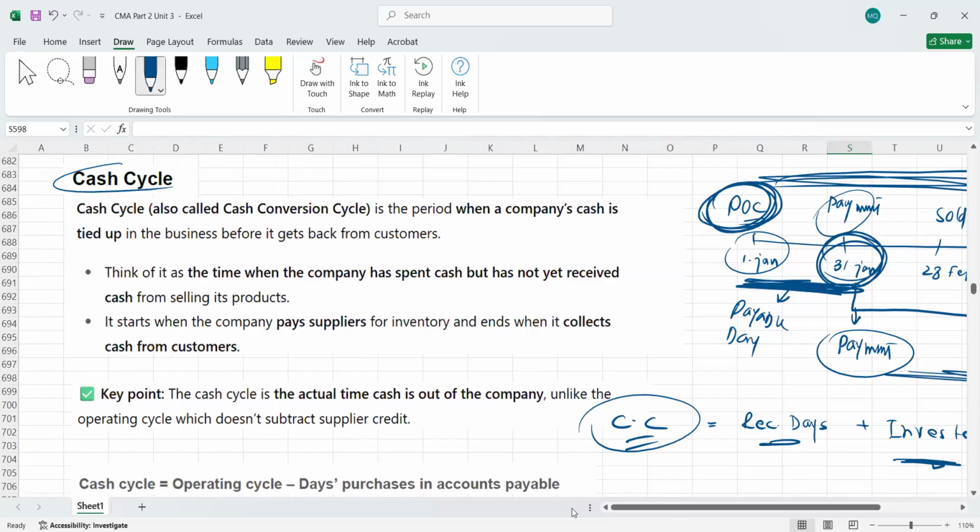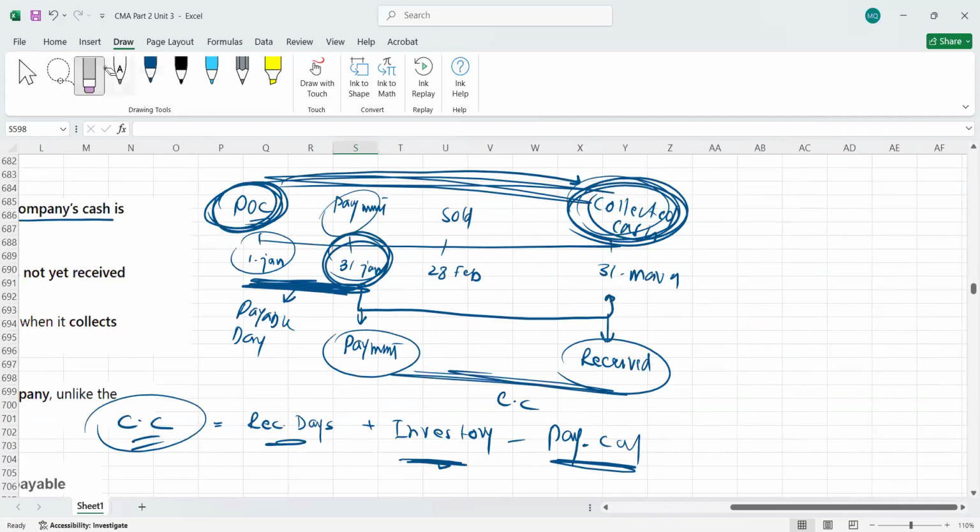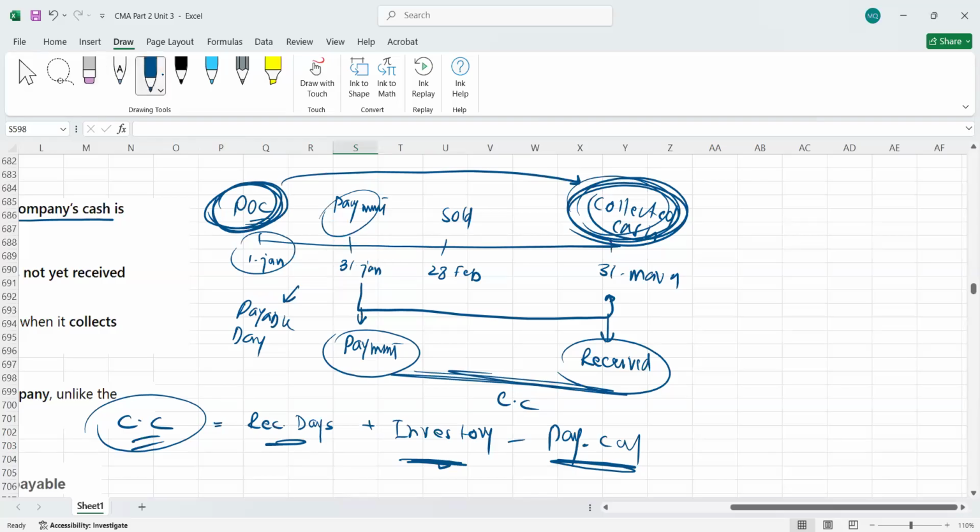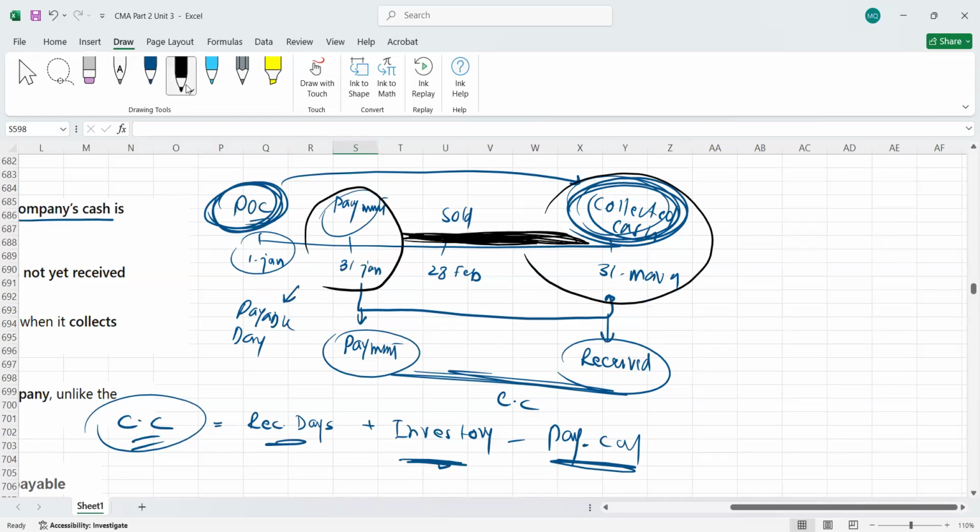Now, here is the concept of cash cycle, what it shows actually. Cash cycle is also called cash conversion cycle. It is the period when a company's cash is tied up in the business before it gets back from the customer. Look here, let me tell you what they're trying to tell you. At this point your cash was out, and at this point your cash is in from the customer. So this period shows your cash was tied up, stuck in your business. It was out of your business, but it still needs to be collected from the customer. So in this time period you have a shortage of cash. This is called cash cycle actually.